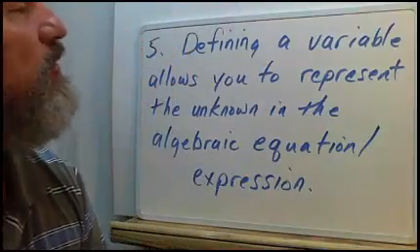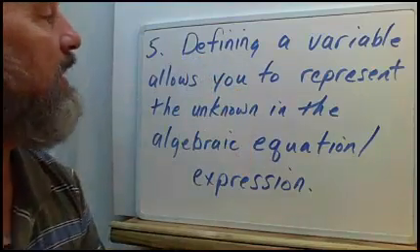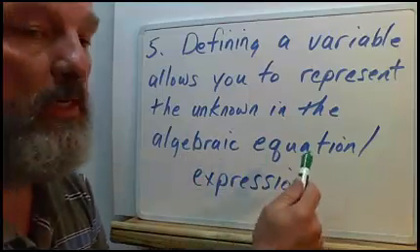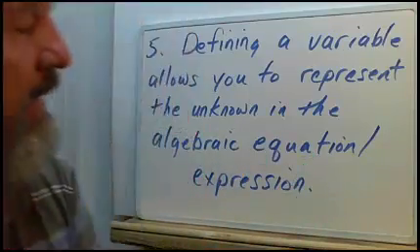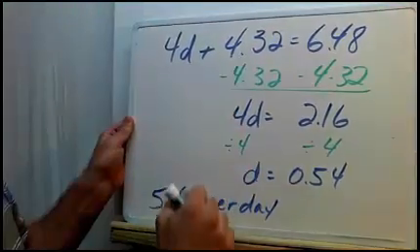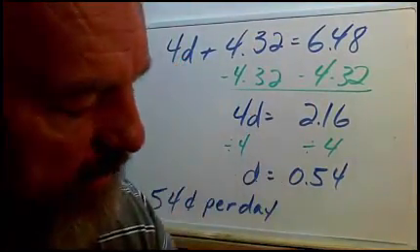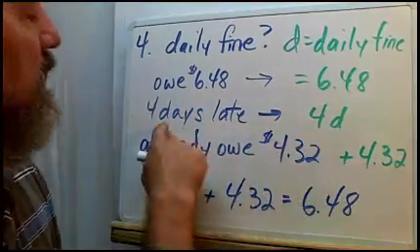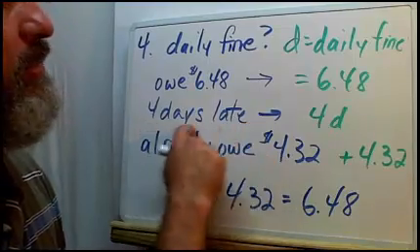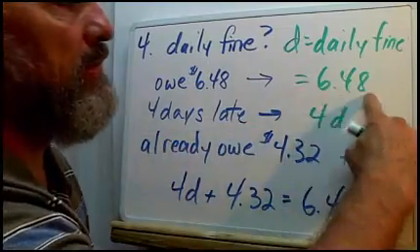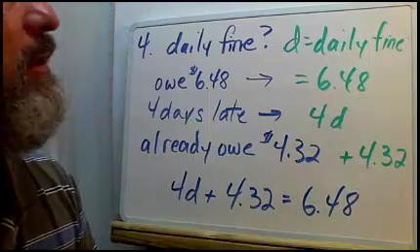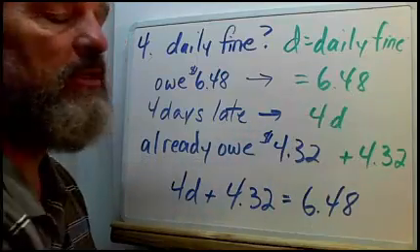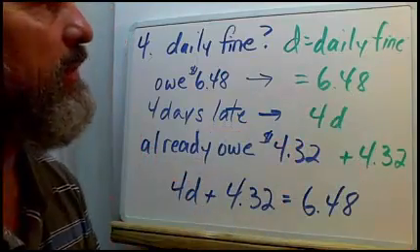The answer to the essential question is, the idea of defining a variable is that it allows you to represent the unknown in the algebraic equation or expression. So to go back to this one, for example, by defining a variable, we say that d equals the daily fine. That allows us then to put that into this portion of the statement here where we're 4 days late, and now we just have constants of 6.48, a constant of 4.32, and then right here is the piece of our variable. It allows us to put a position there, and it makes it easier for us to see.